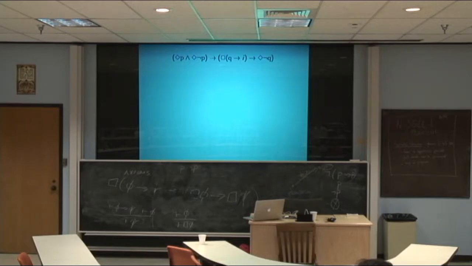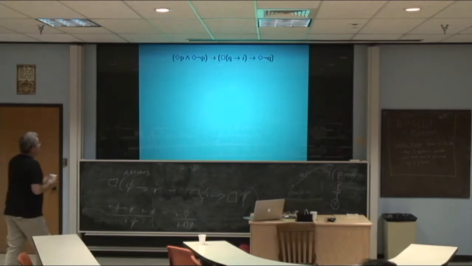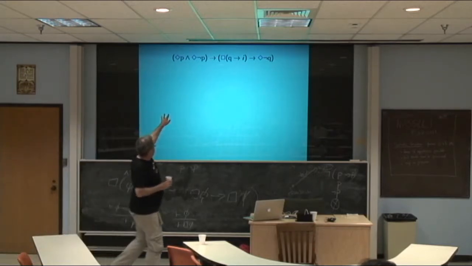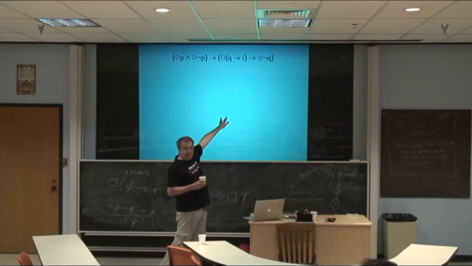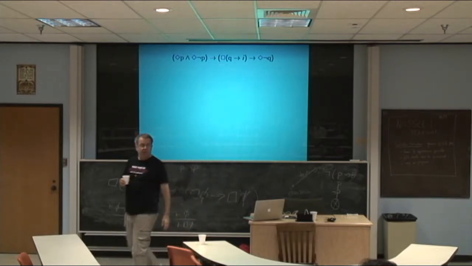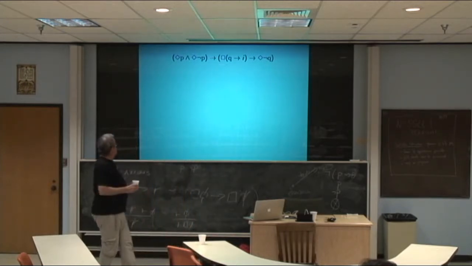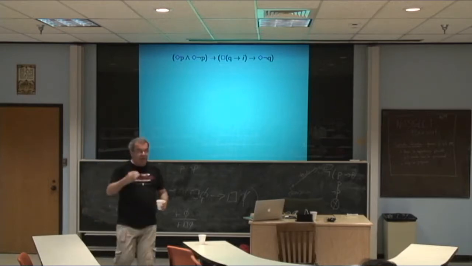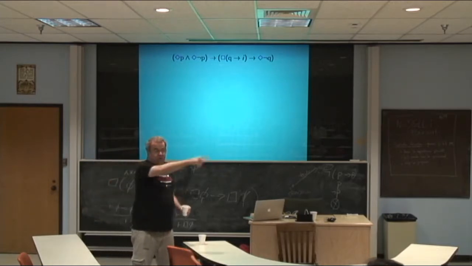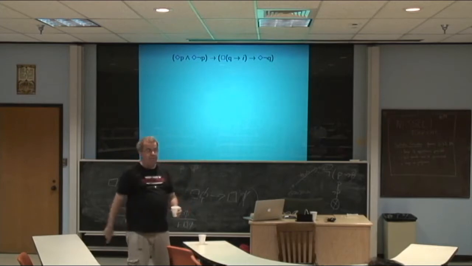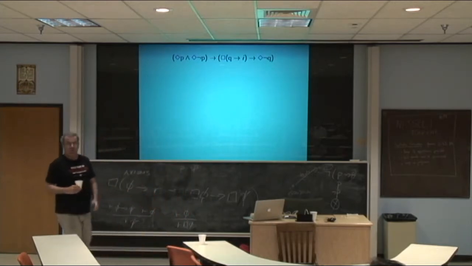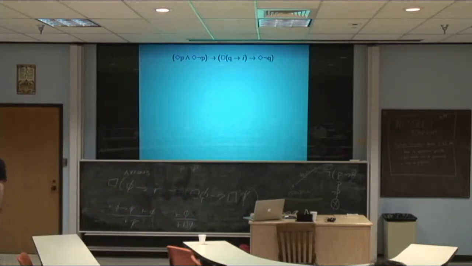It's valid. Sorry? It's valid. Why? No, no, no, no. This is saying if you've got this state of affairs, then you're guaranteed to have that state of affairs. Yeah, but we never have the first. Why not? I'm standing in a world here, and there's two accessible, and I've got a P there, and I've got a not P there. Okay? Is this valid or invalid?